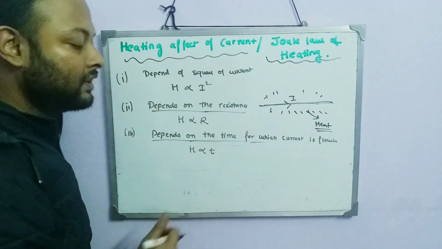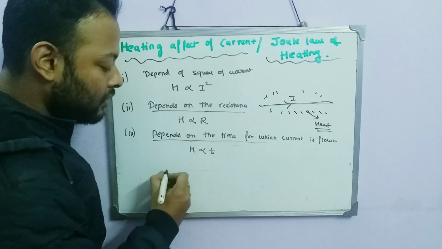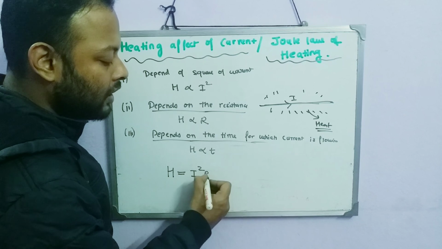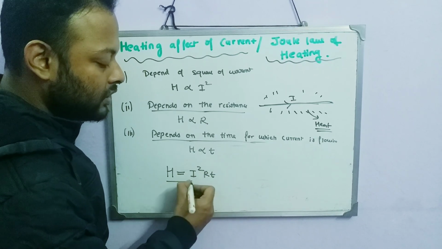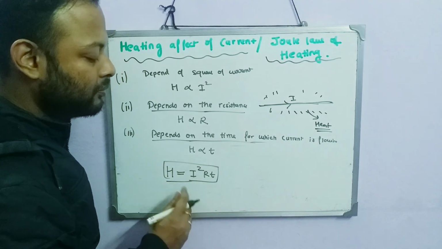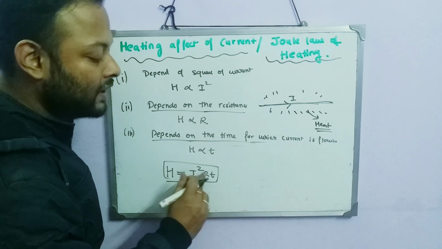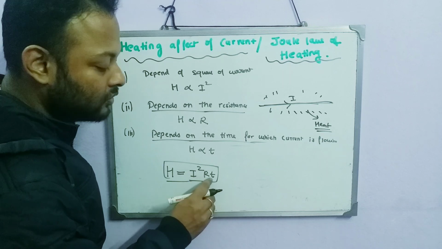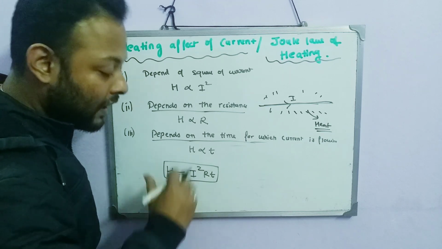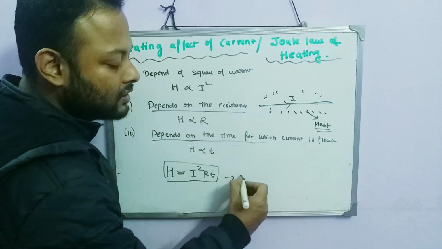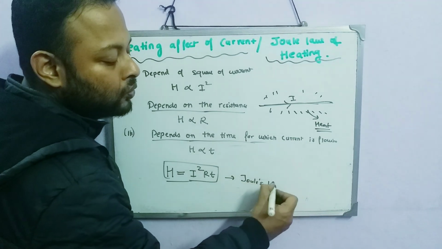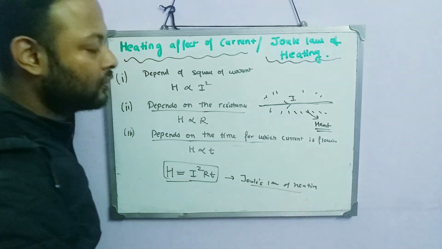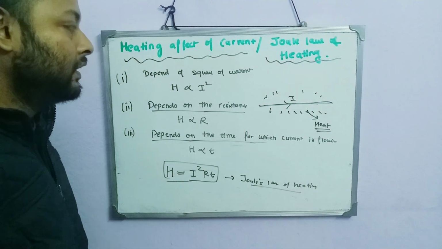Now if I combine these three, what do I get? Heating effect is equal to I square RT. So heating effect of a wire becomes equal to I square RT. Means it depends on current, it depends on resistance, and also depends on time. And this is also called Joule's law of heating.